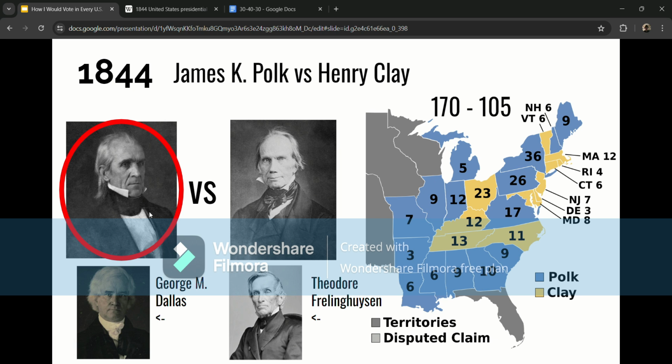That and James K. Polk had a very good work ethic, very good work record as well. So I wouldn't have been too disappointed with Polk over Clay. Now, if Clay would have won, I would have been okay with that. There's no problem that I have with Clay winning, but I would have gone with Polk for this one.